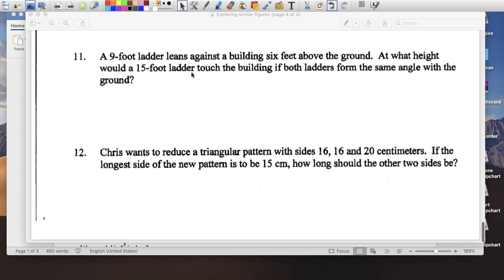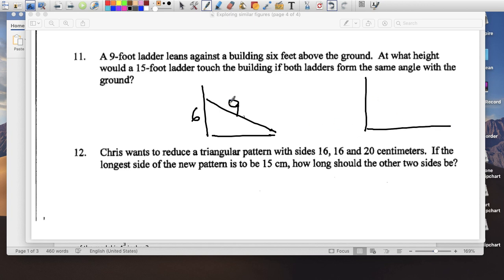11. So there's a building, and there's the ladder. Okay, so there's the ladder, a 9-foot ladder. So this is 9 against a building 6 feet above the ground. This is 6. At what height would a 15-foot ladder touch the building? Both ladders form the same angle with the ground. So now this is a 9-foot ladder, and let's imagine a 15-foot ladder.